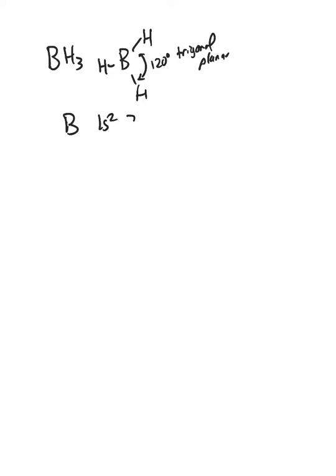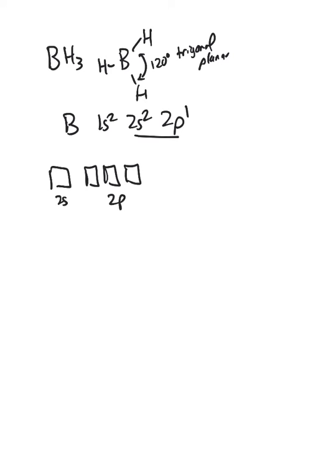Boron, 1s2, 2s2, 2p1. All we care about are those valence electrons. So there's my 2s and my trio of 2p orbitals. So there are my 3 electrons. That's boron in the ground state. We give it some energy. I'm going to promote an electron. So there's my 2s, and those are my 2p. So you've got 1, 2, 3 electrons. So I'm promoted.